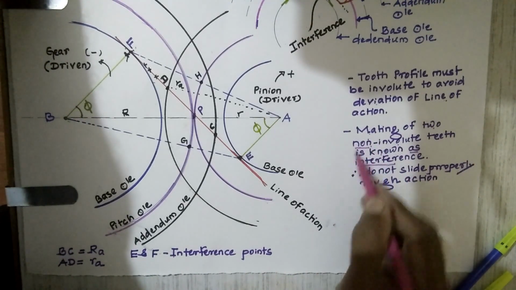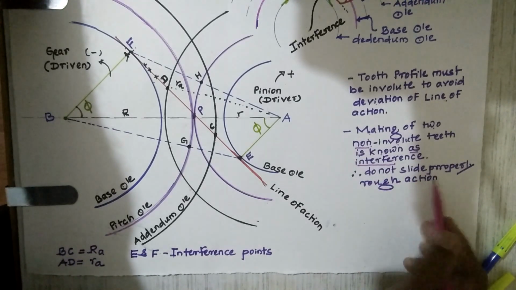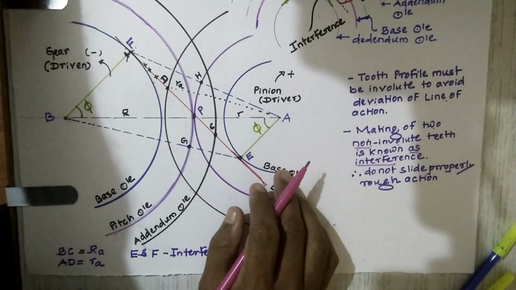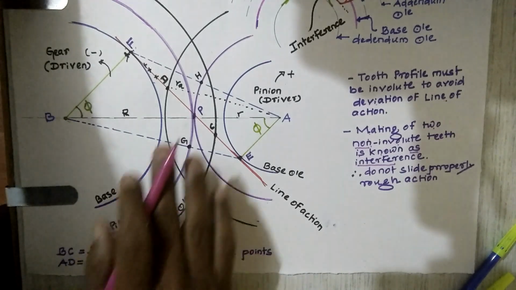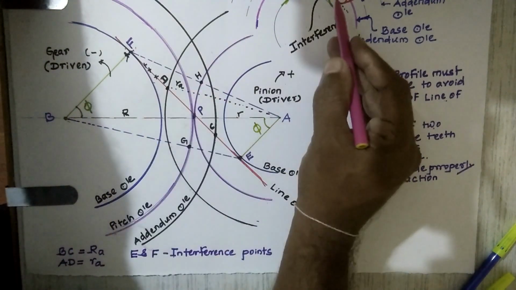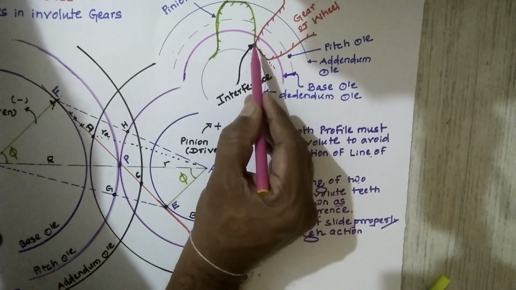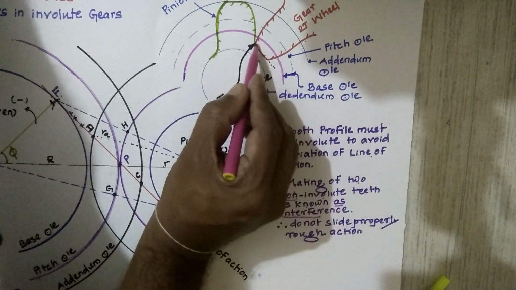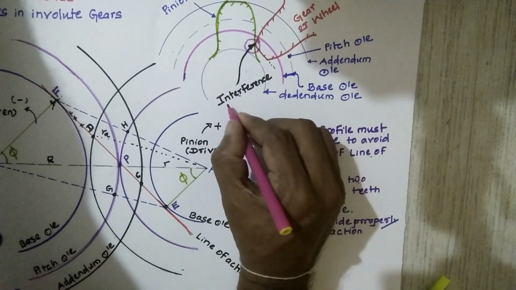Okay, what happens due to this result? The effect is that they do not slide properly, there will be rough action, and sometimes binding of the two gears will happen. That's why, in order to avoid interference, mating of the two gears should be above the base circle. Here I have taken this diagram. Look at this diagram. Mating of the two gears should be above the base circle. But in this figure I have shown interference. Look at this. Interference is happening here.